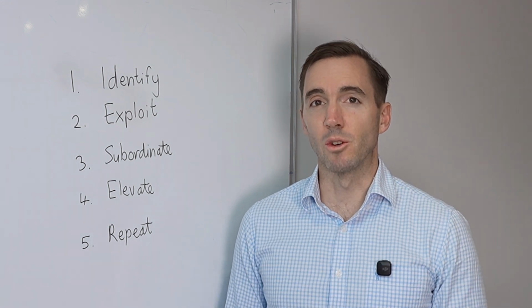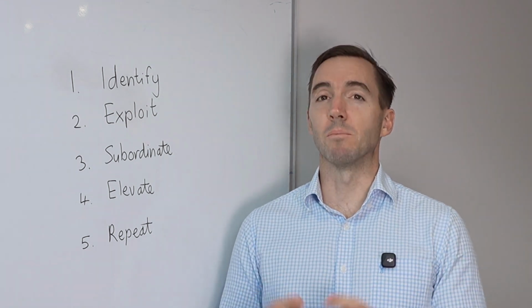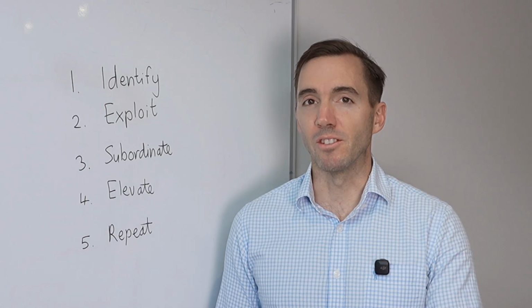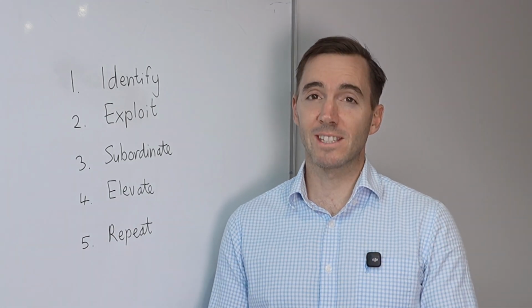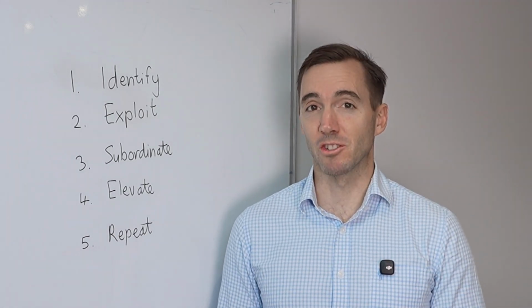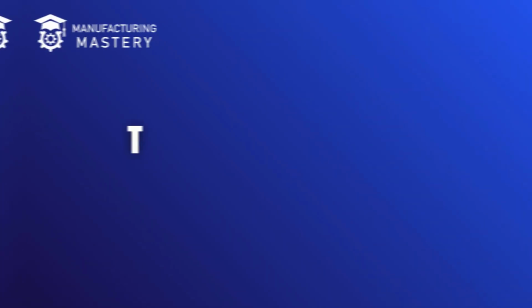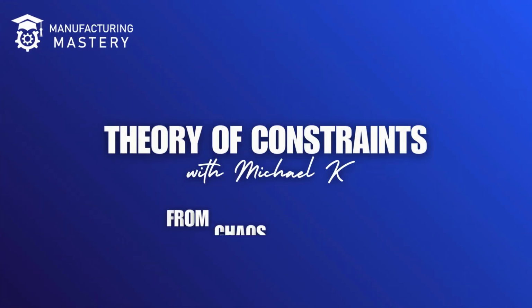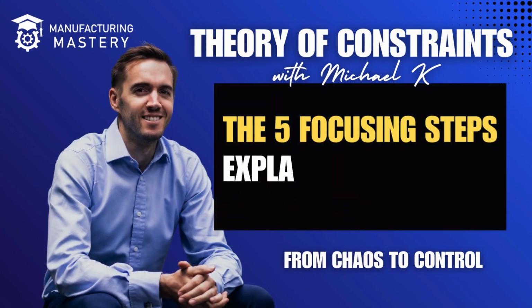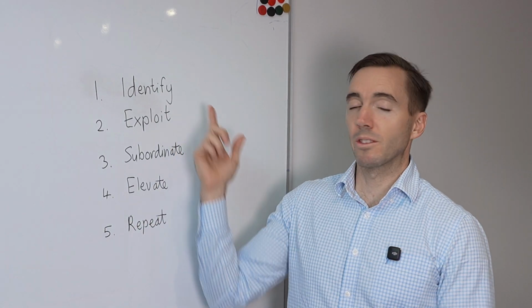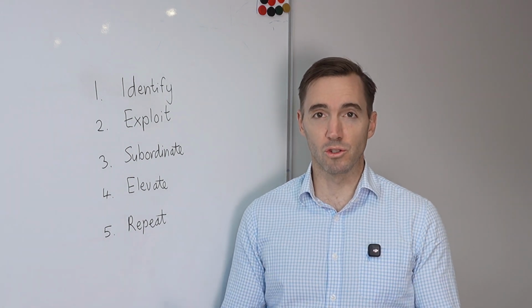In the previous video, I explained the theory of constraints in plain English. In this video, I want to go through the 5 steps of successful implementation for the theory of constraints. So it starts with identifying the constraint.